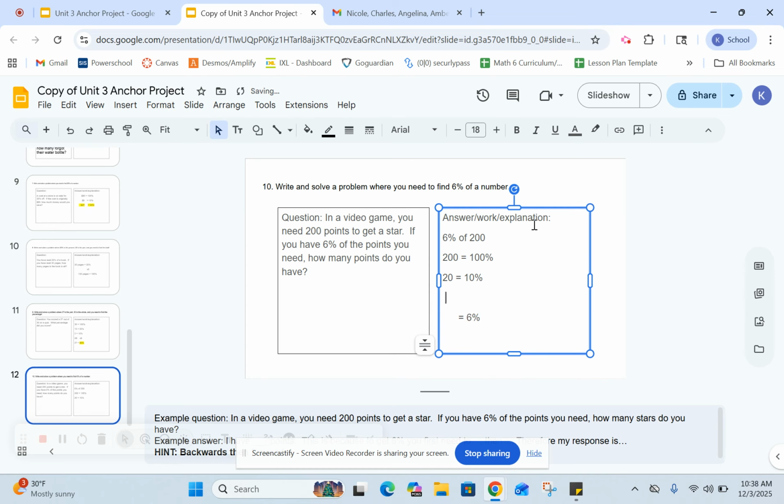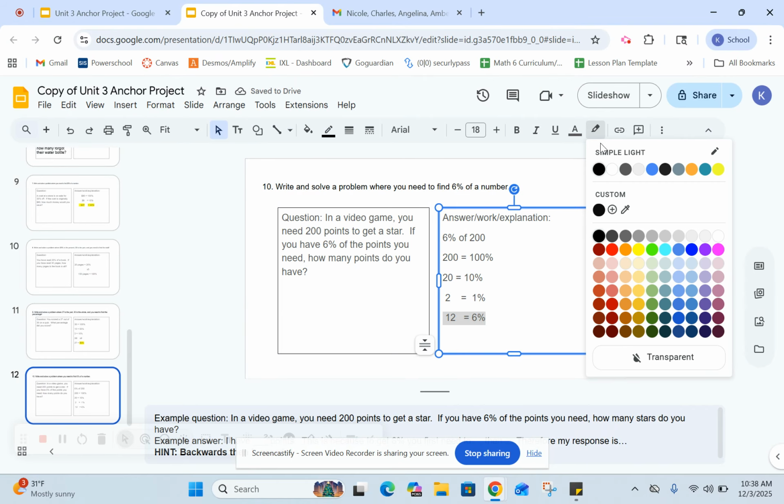So we're going to keep going, and we're going to use our other benchmark of 1%. What would 1% be? 10% divided by 10 is 1%. 20 divided by 10 would be 2. So if 2 is 1%, how would I go from 1% to 6%? That's right, multiply by 6. So 2 times 6 is 12. So you have 12 points.